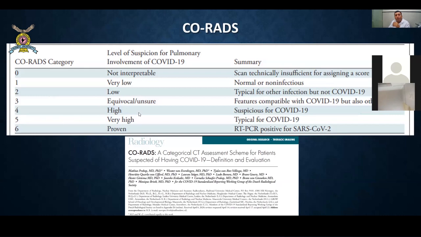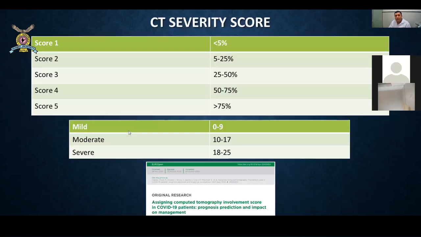In category 5, where the pulmonary involvement is very highly suspicious for COVID-19, you will see the typical changes of COVID-19 with bilateral basal involvement, consolidation, ground glass opacities, and interlobular septal thickening. Category 6 is a proven case of COVID-19 with RT-PCR.